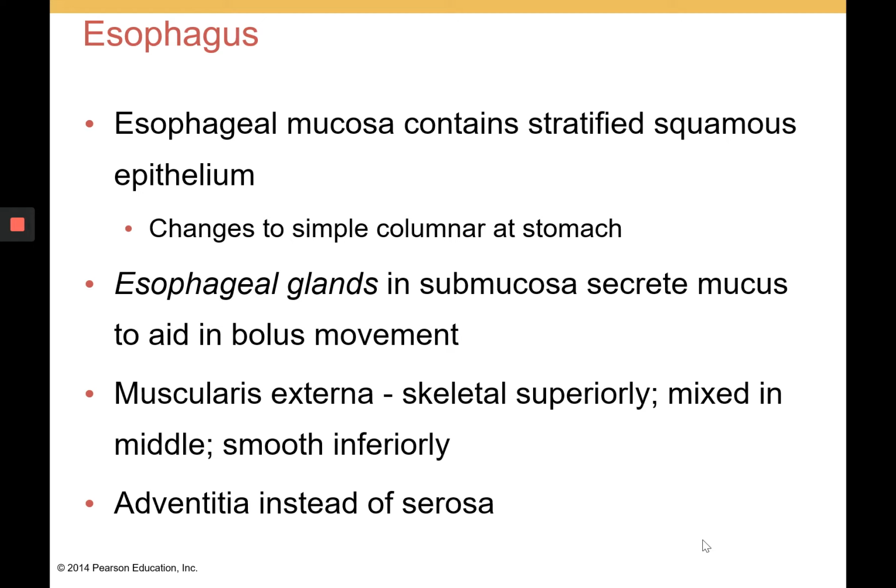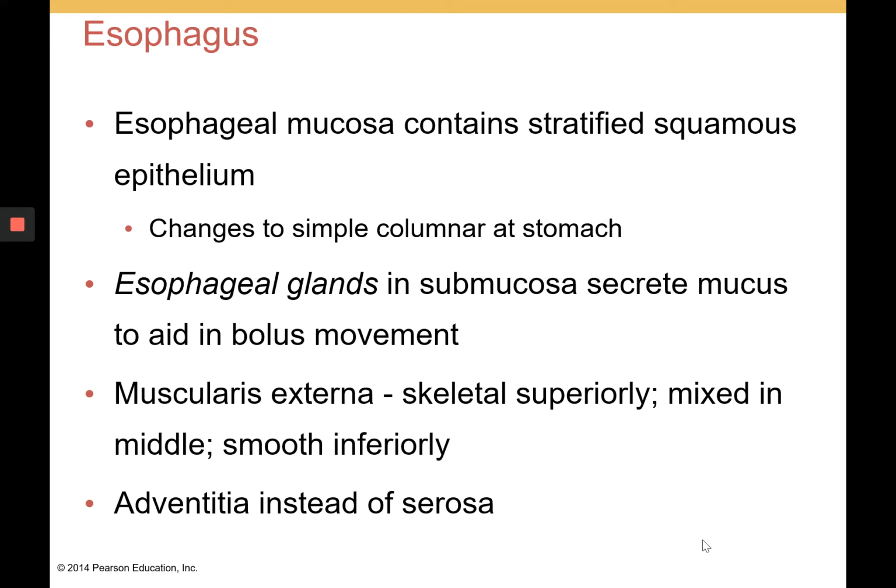The esophageal mucosa contains stratified squamous epithelium, and we'll see a shift as we move from the esophagus to the stomach. We'll see a shift from stratified squamous to simple columnar. The esophageal glands of the submucosa secrete mucus, and this will aid in bolus movement throughout the esophagus and allow it to more easily get from point A to point B in the esophagus and eventually to the stomach. Its muscularis externa contains both skeletal and smooth muscle. It contains just skeletal muscle superiorly. It contains mixed skeletal and smooth muscle in the middle, and just smooth muscle inferiorly.